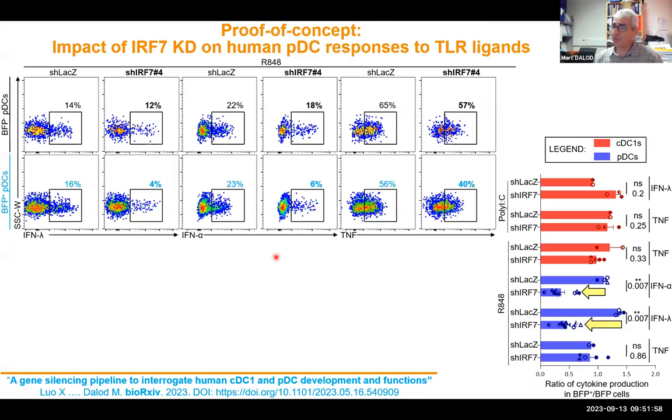Then we developed a similar system to look at cytokine production in response to TLR stimulation. And here, as a proof of concept, we knocked down IRF7 to look at PDC IFN alpha/beta production, because in the mouse, it has been clearly shown that IRF7 in PDC is key for IFN alpha and lambda production by PDC in response to TLR7 and 9.